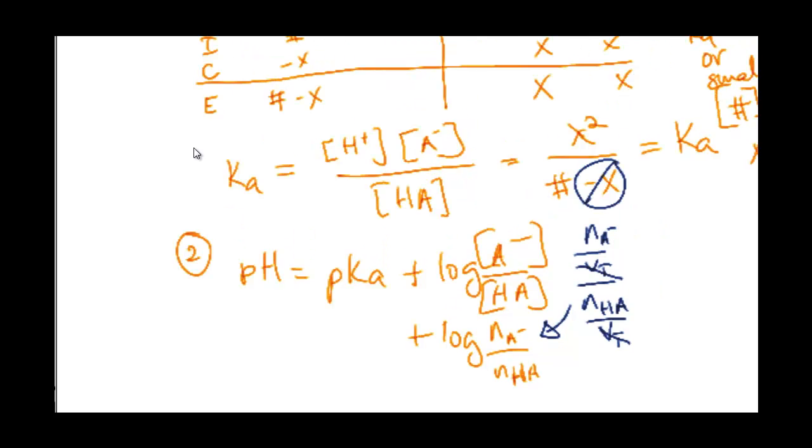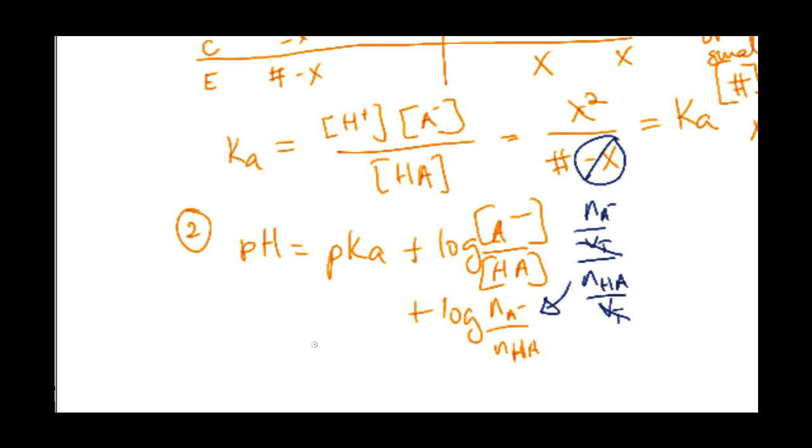And this brings up the point that I was making earlier, at halfway to the equivalence point. That means I've added enough titrant to halfway neutralize what's in the beaker. These two values right here will equal each other, and the log of 1 is 0, and what ends up happening there is pH equals pKa, halfway to equivalence.